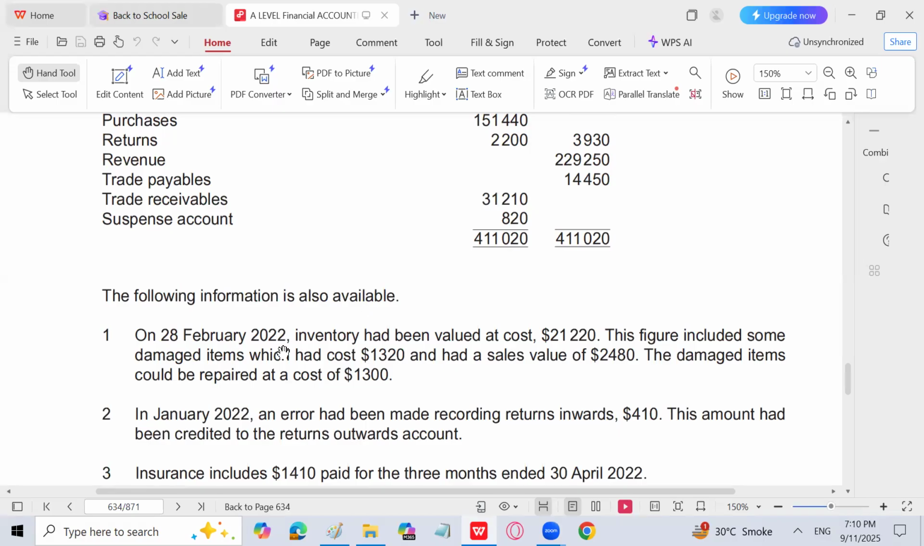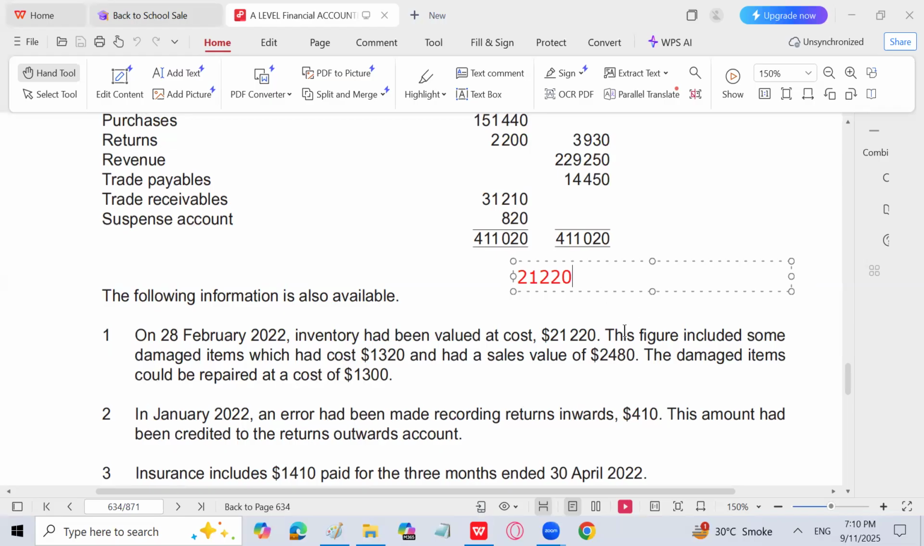On 28th February 2022, inventory had been valued at cost 21220, that is the closing inventory. This figure included some damaged items which had cost 1320 and had a sales value of 2480. The damaged items could be repaired at a cost of 1300. Remember this, that inventory is valued at cost or NRV, whichever is less. So the inventory value which is given is 21220, that's fine.